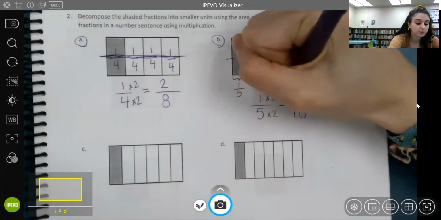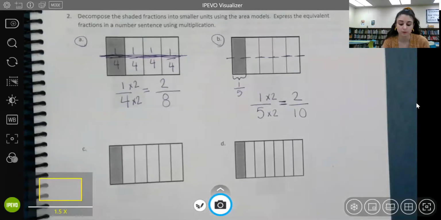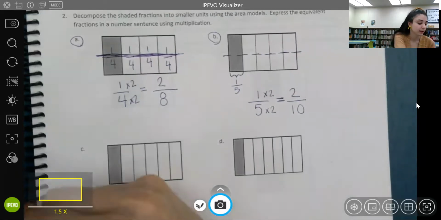Just going to make my equal sign a little bit better. Okay. Perfect. So now we're going to go down to E and F.